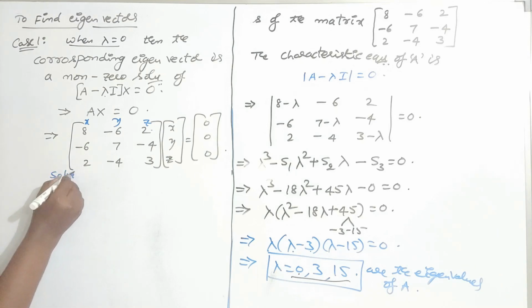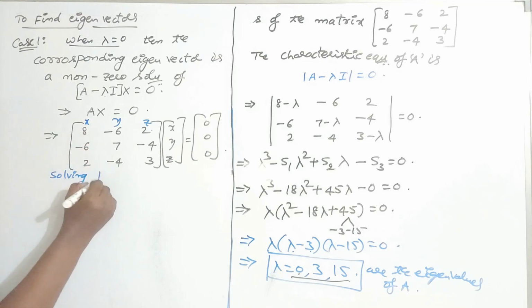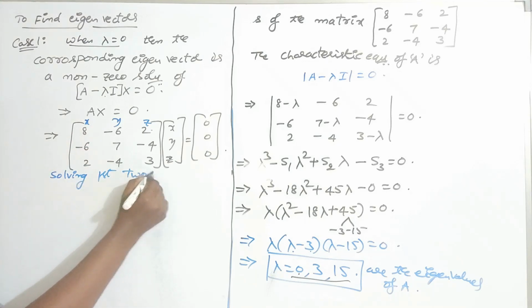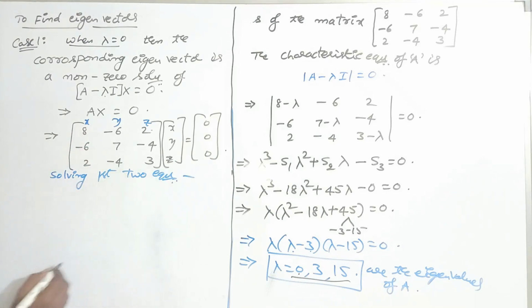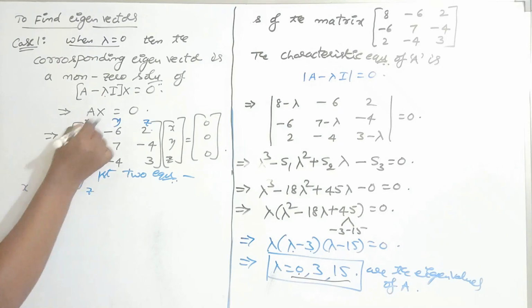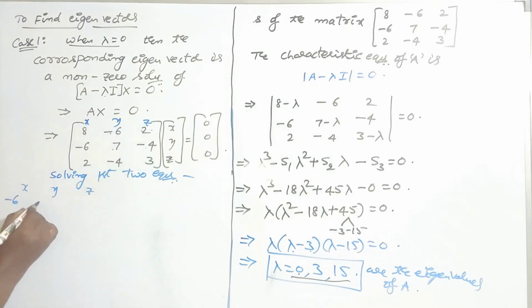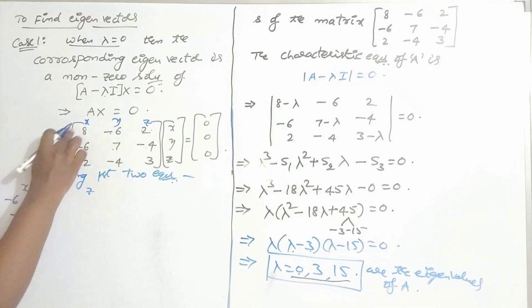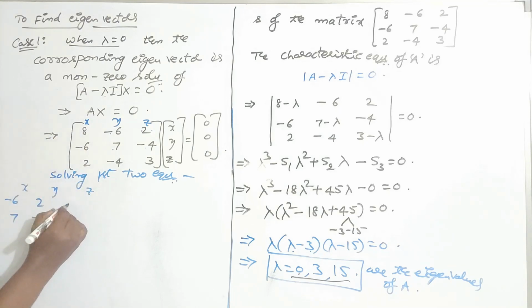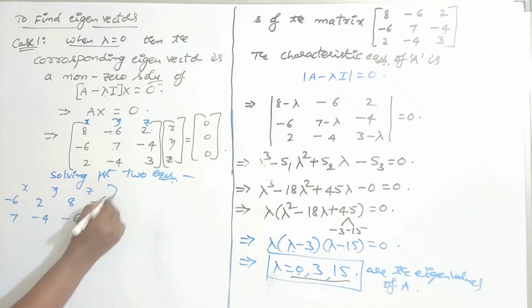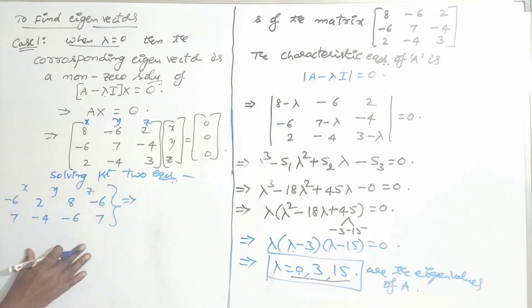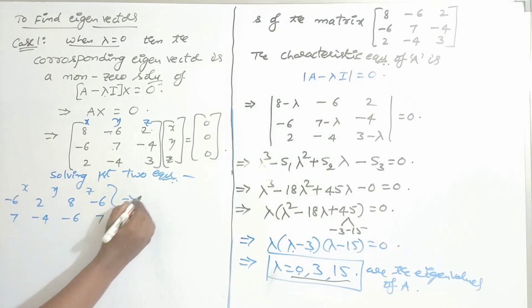In general, we can solve the first two equations. So first write the y coefficients: minus 6, 7. Next, z coefficients: 2, minus 4. Next, x coefficients: 8, minus 6. Write the y coefficients again. You are all very familiar with this method from your intermediate stage to solve any two equations.